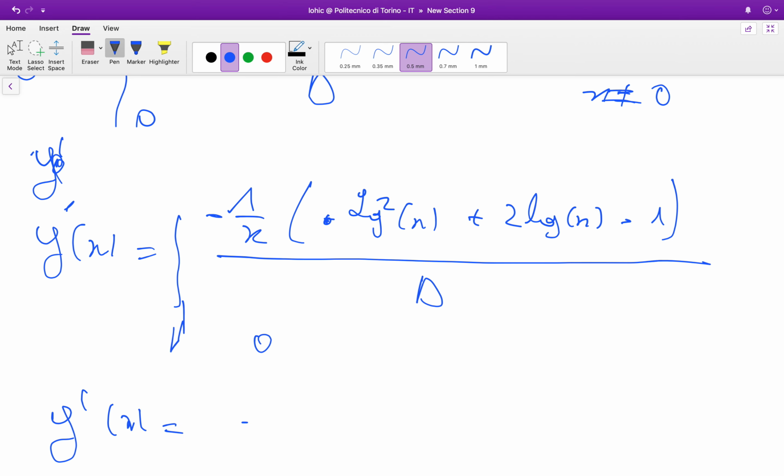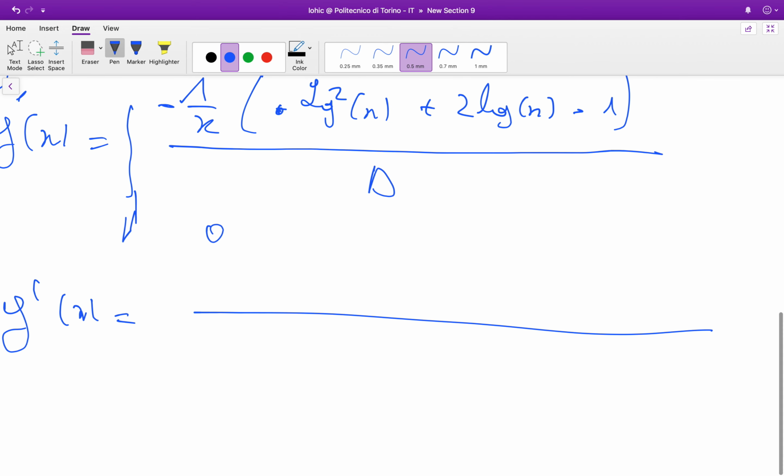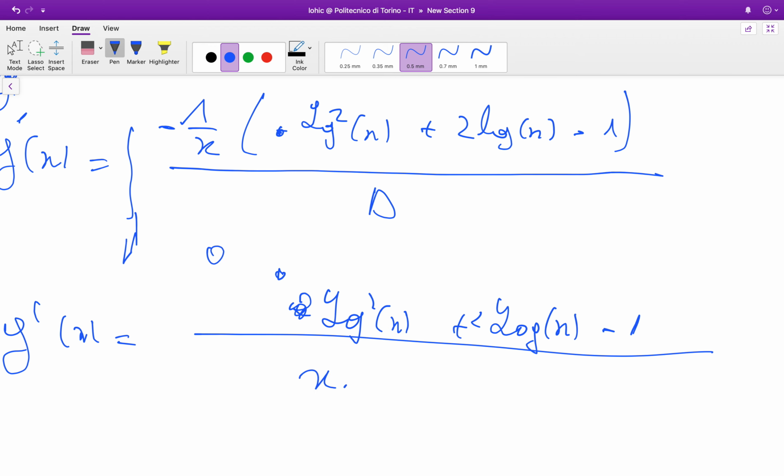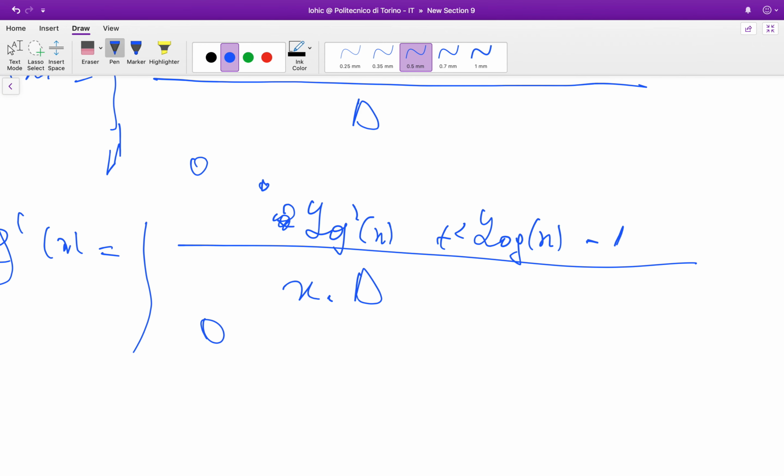I like to write it like this, but if you are at the exam and you don't want to, you can write it like log square of x plus 2 log of x minus 1, over x multiplied by the denominator, just because I dislike having a fraction at the numerator. Okay, this 0. So here is our derivative. Any question?